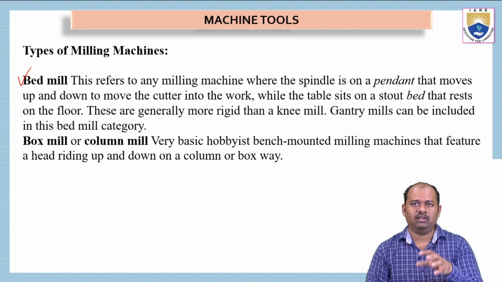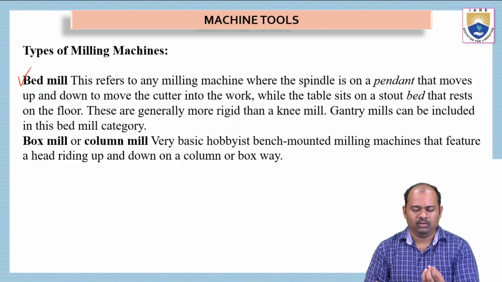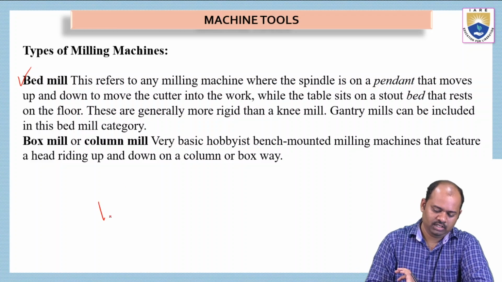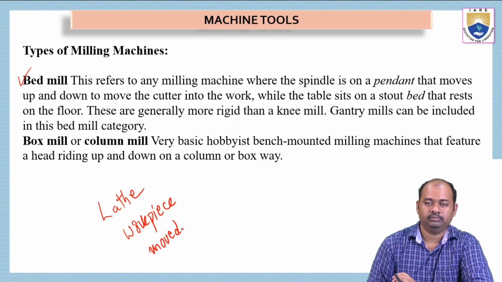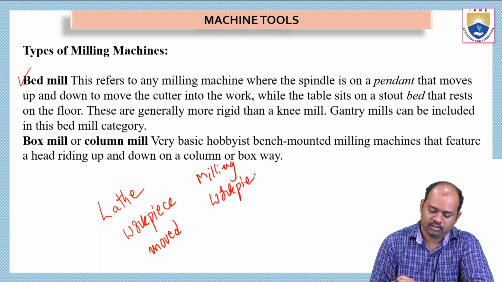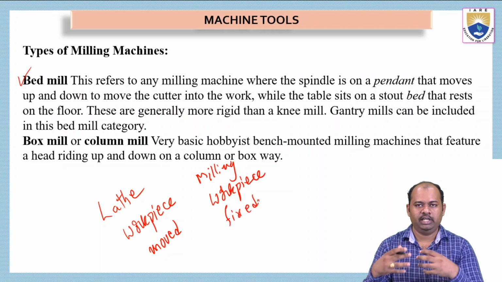So the gantry mills also come under this bed mill because the workpiece is stationary, which is the first quality of the lathe machine. See, in a lathe machine the workpiece is moved. The workpiece has movement. Whereas in a milling machine, the workpiece is fixed almost. The workpiece is fixed, but the bed on which it is placed can move in any direction.